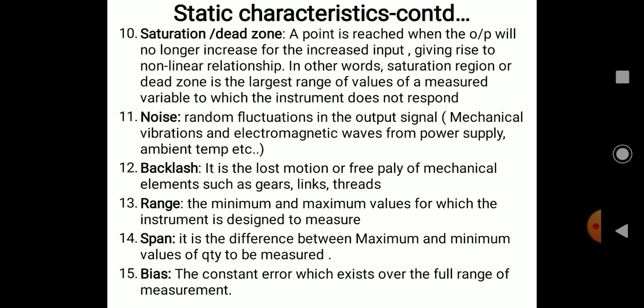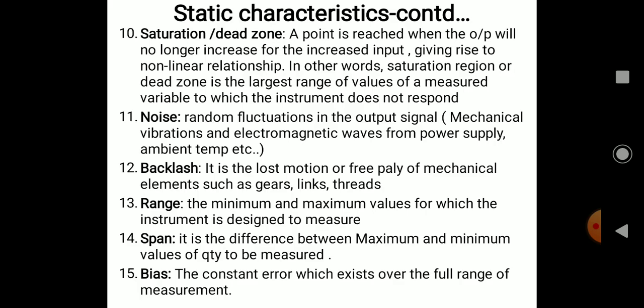Noise. Random fluctuations in the output signal. That is an unwanted thing actually. Mechanical vibrations and electromagnetic interference from the power supply, then the temperature. So many external factors are there that will give their own signals to the output. So those are unwanted things. That is why it is called noise.